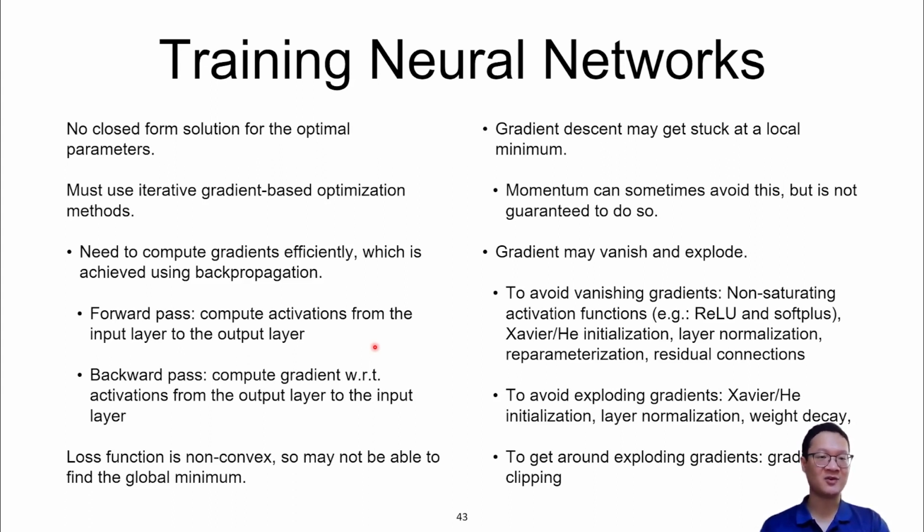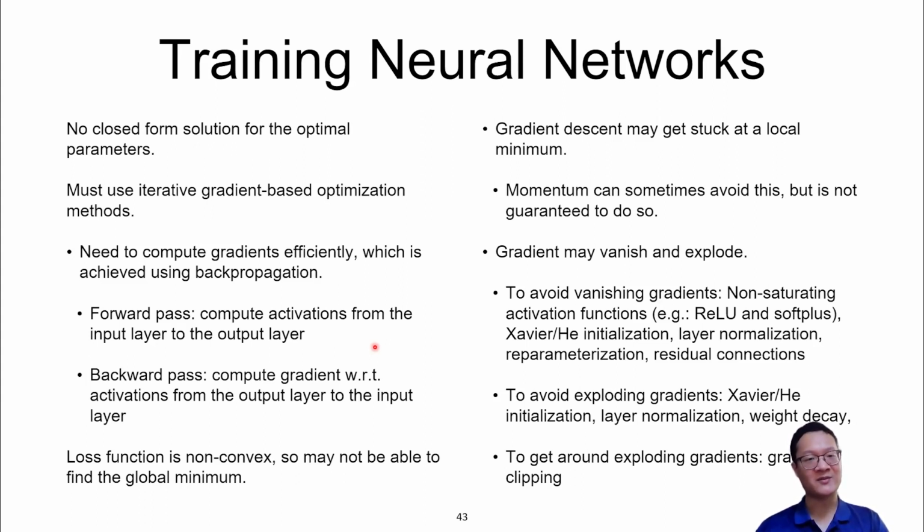Backpropagation involves the forward pass, which computes all of the activations and pre-activations in every layer. And then afterwards, we perform the backward pass, which computes the gradients with respect to all the variables, including all the weights, as well as the intermediate layers. The loss function, again, is non-convex, so we may not be able to find the global minimum.